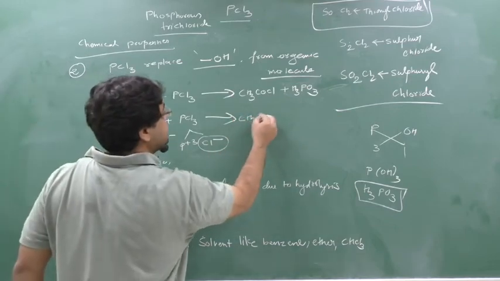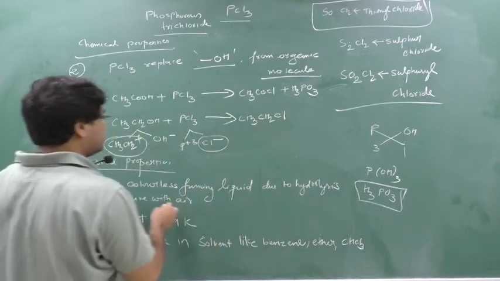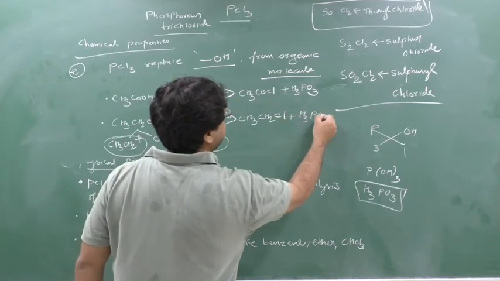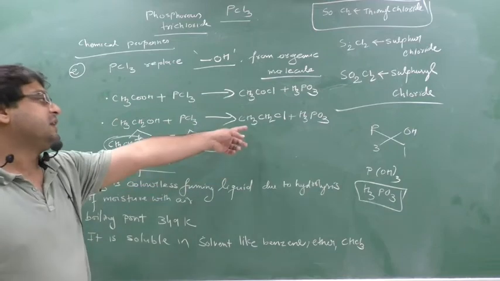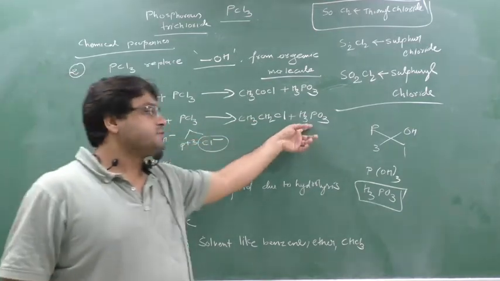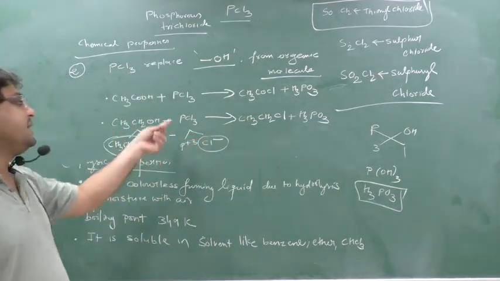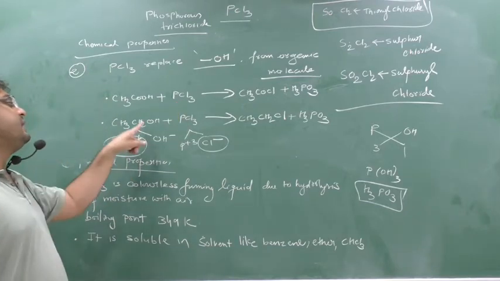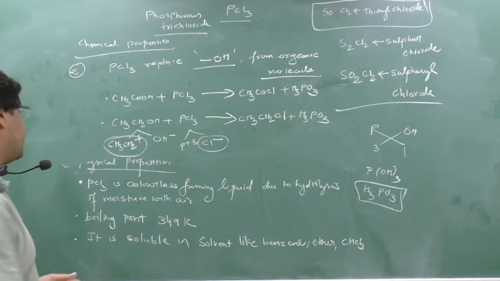Forms what? CH3CH2Cl. P plus 3 and OH minus, what does it form here? It will form H3PO3. So what is the name of this? Ethyl chloride, and this is phosphorus acid. Again it is proved that PCl3, whenever reacted with an organic compound, will replace OH from the organic molecule.